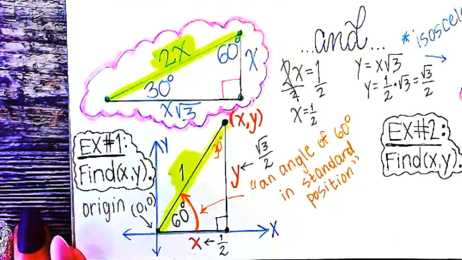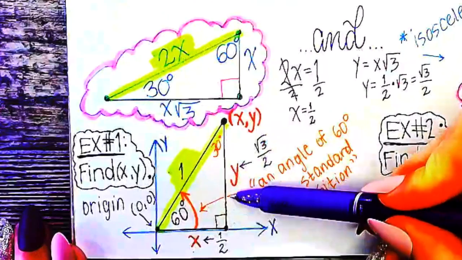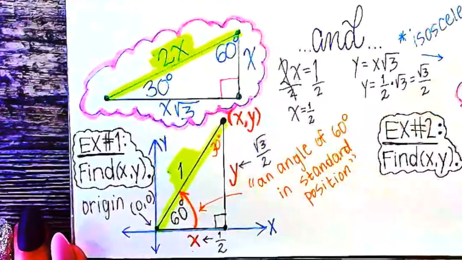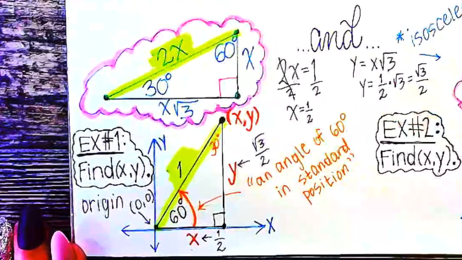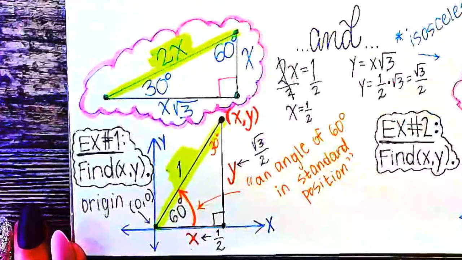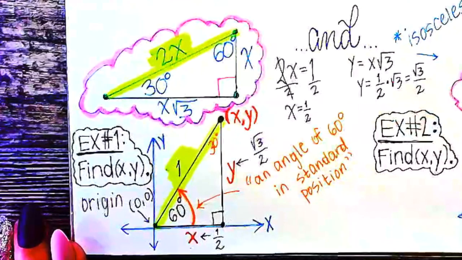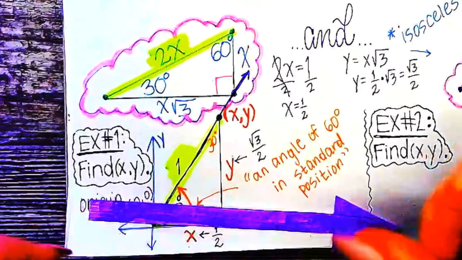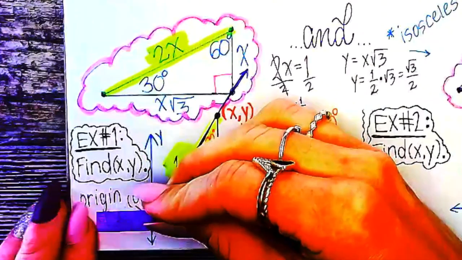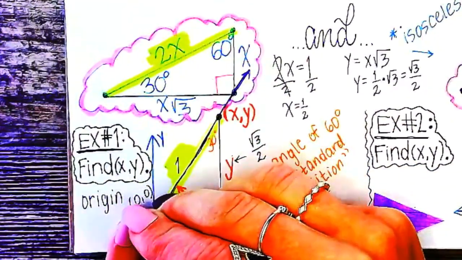Ordered pairs or coordinate points are really represented by first a horizontal and then a vertical distance and direction. Direction is indicated by positive and negative signs, positives being to the right and up and negatives being left or down. Since we're starting at the origin and we're moving along the two perpendicular legs of this 30, 60, 90 triangle, the coordinate point x, y is 1/2, radical 3 over 2.